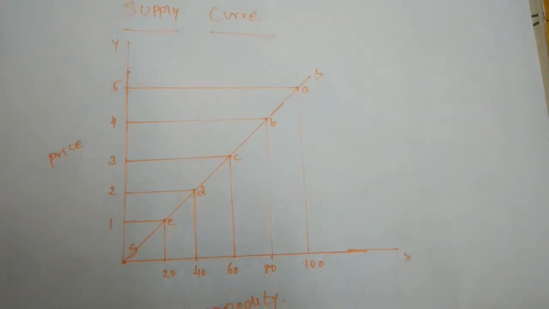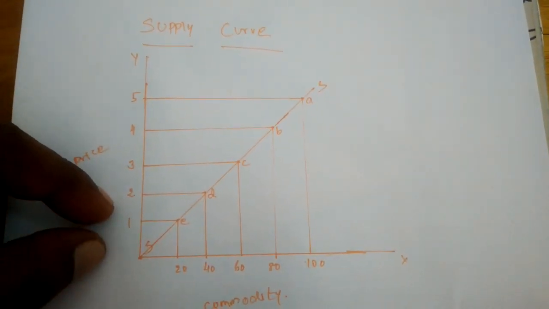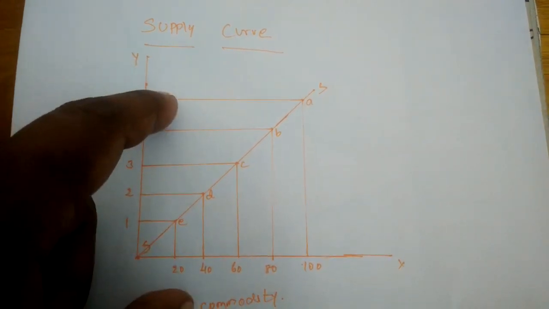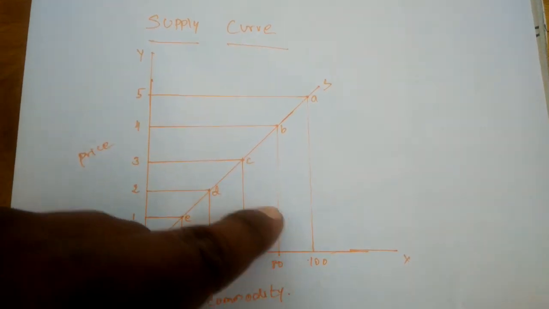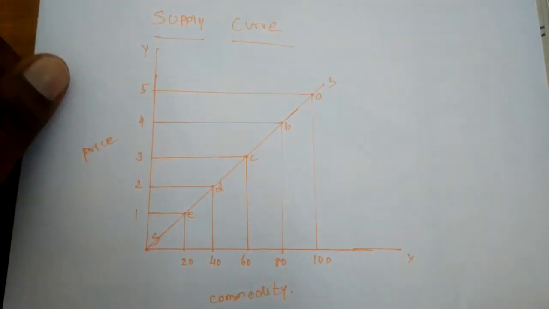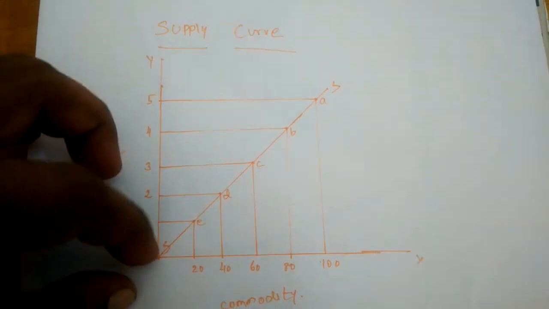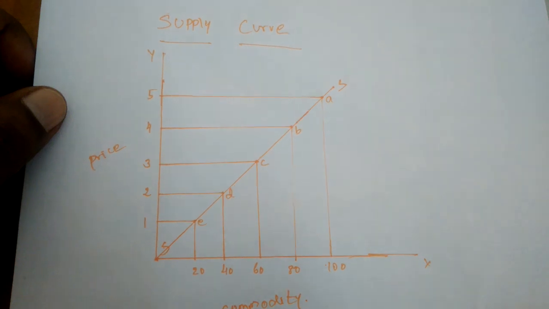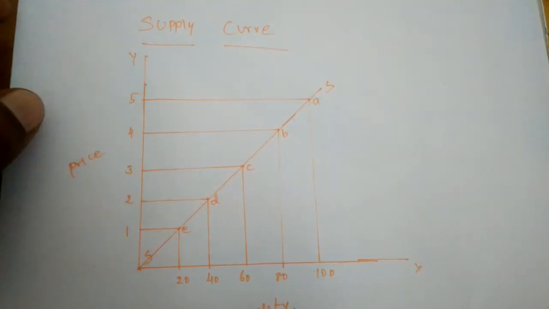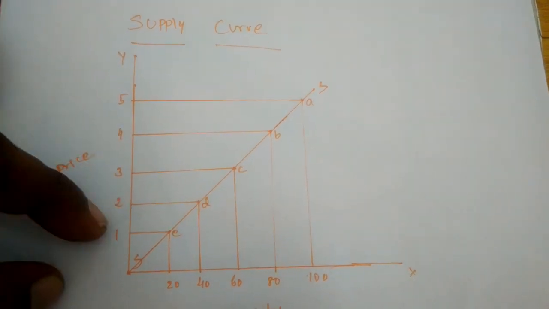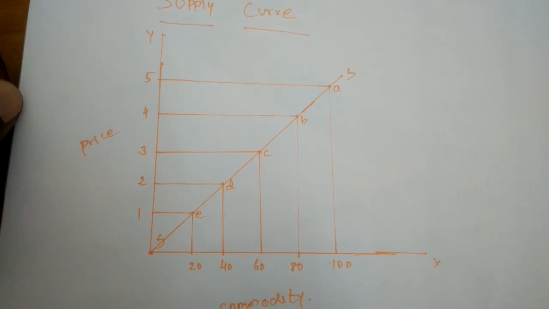Next, the supply curve. We have studied in the law of demand that the demand curve always slopes downward from left to right. But in this law of supply, the supply curve always moves upward from left to right. Because on the basis of price, the demand always will be decreased, but here the supply always will be increased whenever the price is going to increase.